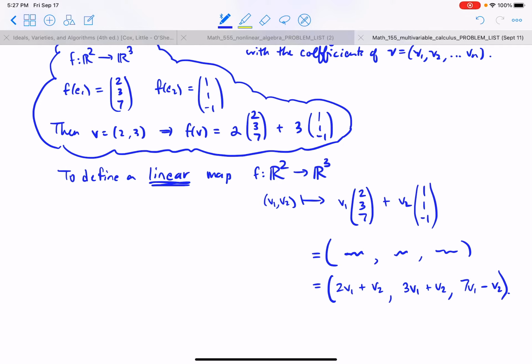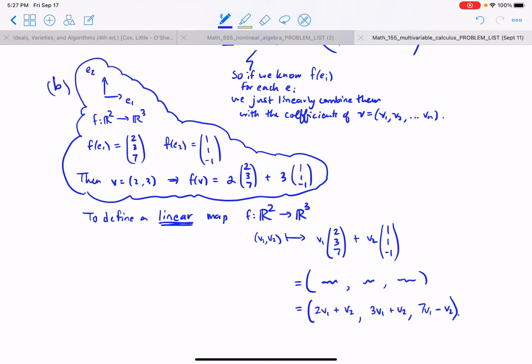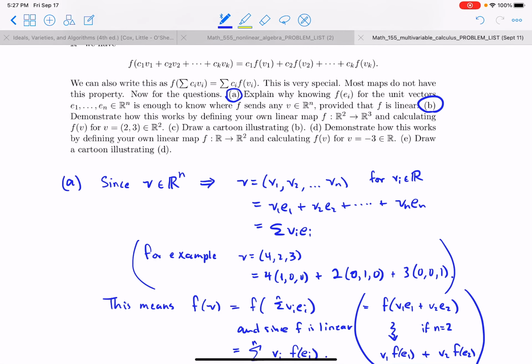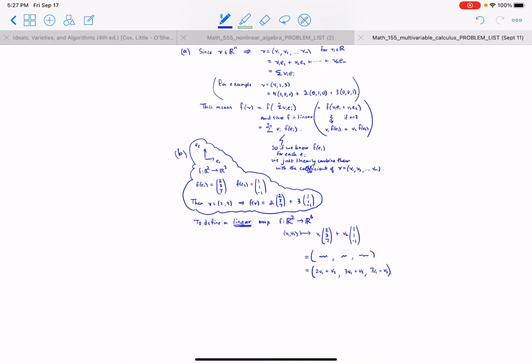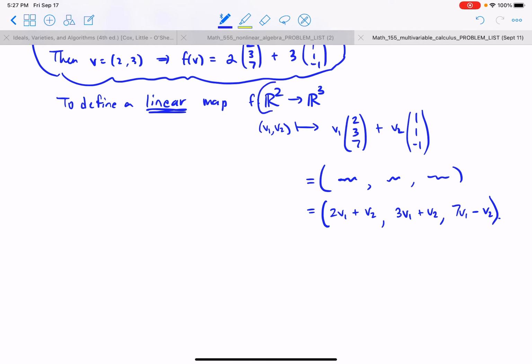That's part B. Part C. Draw a cartoon illustrating B. Draw a cartoon illustrating B, okay. My cartoon will have an input and an output space. Here's my input space. And then here's my output space.